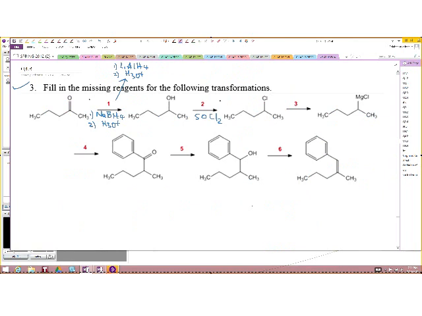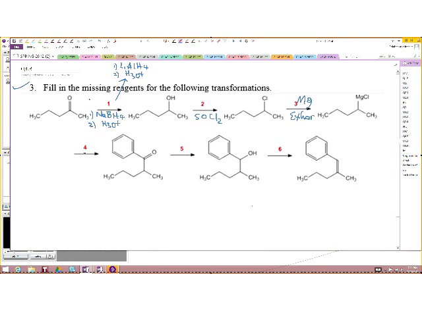Okay, so where are we? We've done number 2. About number 3, what reagent do we need here? Mg? Very good. Mg in ether. If you don't show the ether, that is fine. The ether is just a solvent.